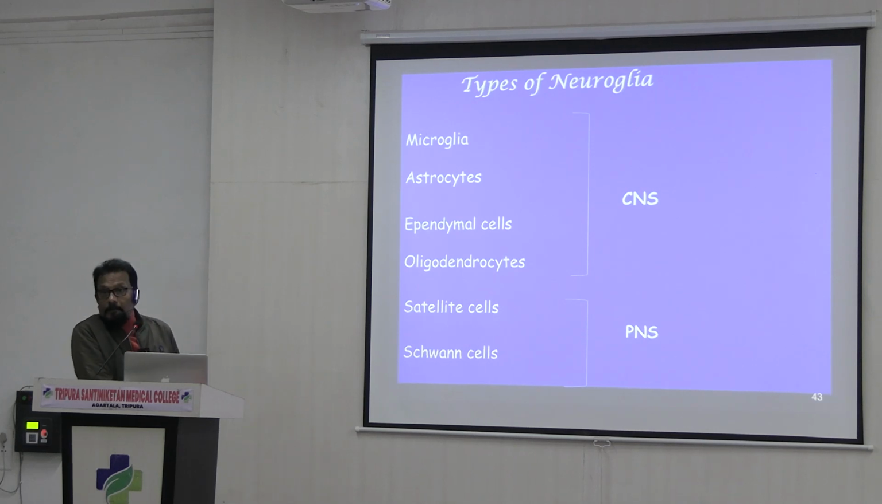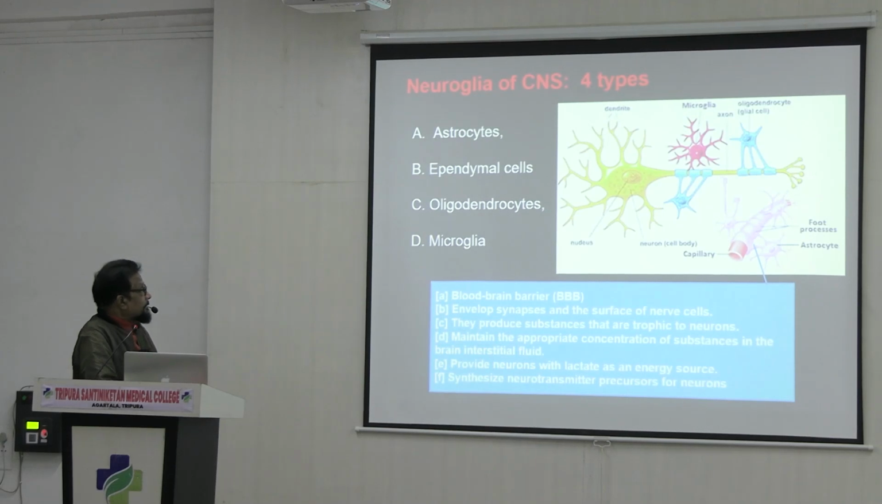And in the peripheral nervous system, you will also get neuroglia. They are of 2 types. One is Schwann cell, and we know the Schwann cells are responsible for myelination of the nerves. Another is satellite cells. Now we will discuss the details.